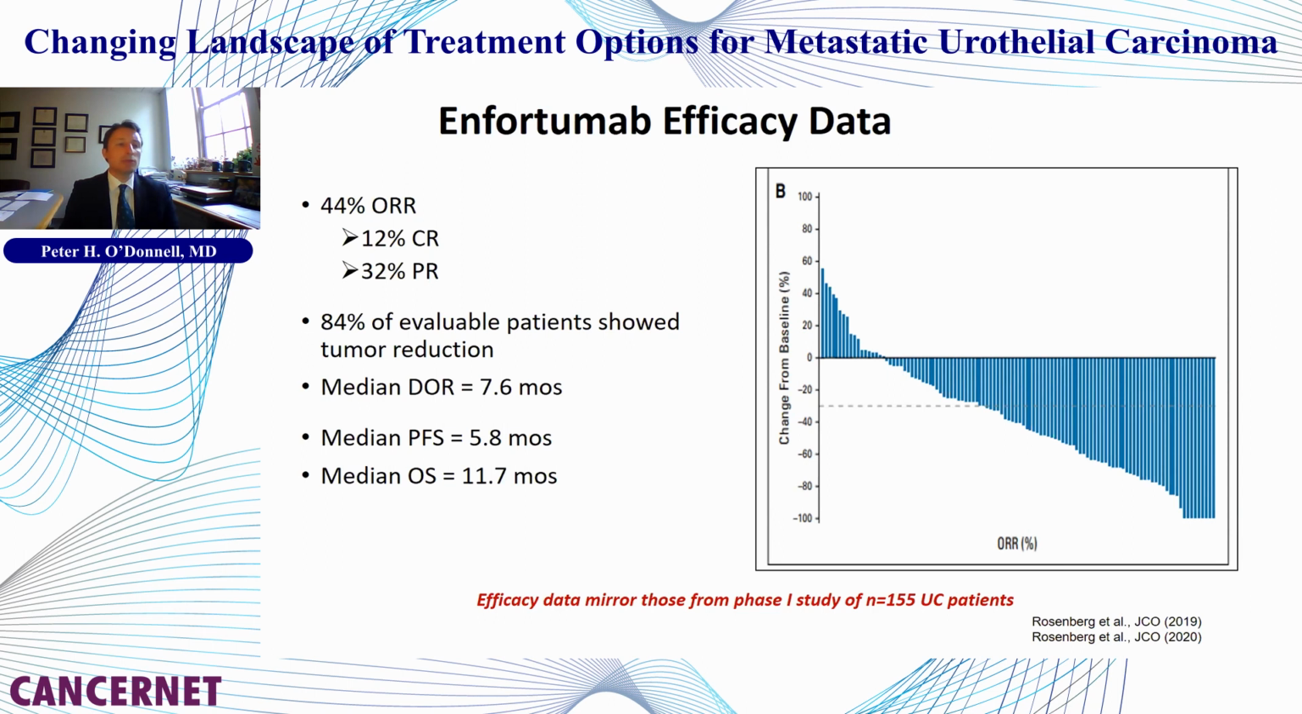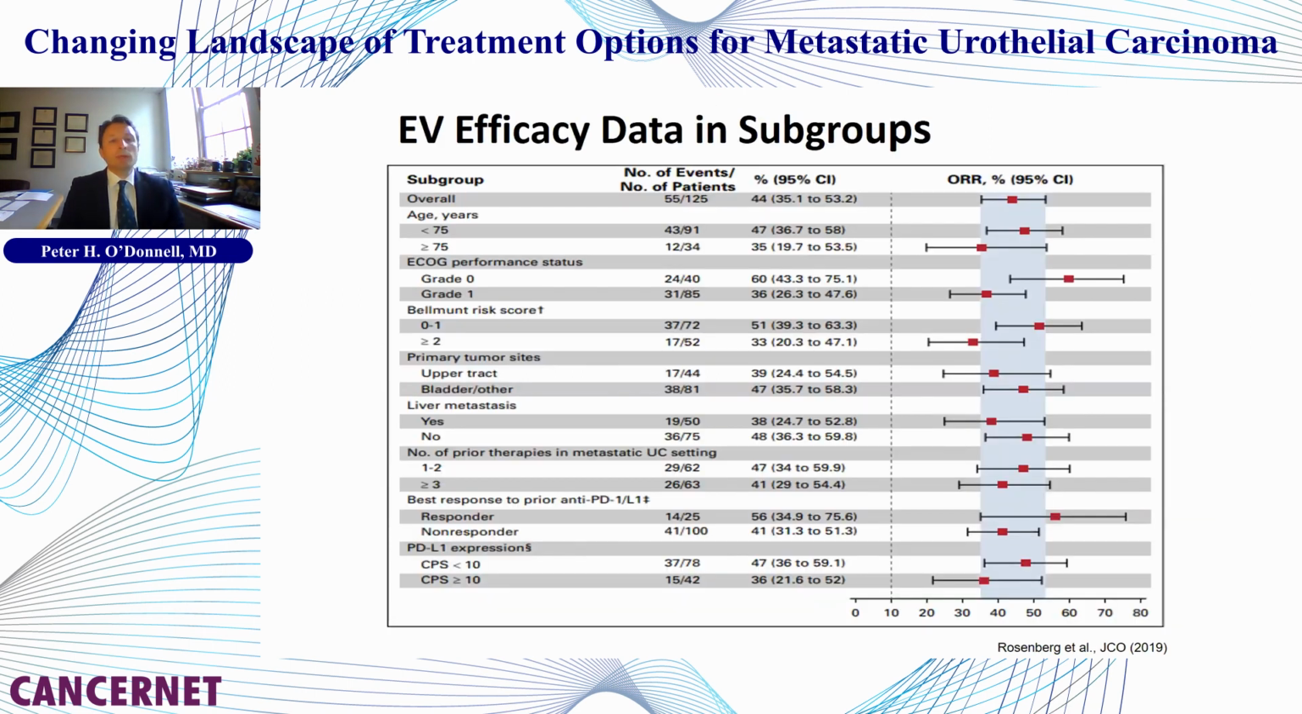And these data really do mirror well another data set that we have with enfortumab, which was just recently published, the phase 1 study of enfortumab in 155 refractory urothelial cancer patients that showed very identical efficacy rates. Now, we would start to wonder, is this treatment working for different subgroups of patients with urothelial cancer? And this slide shows that well, that all of the subgroups really responded very favorably to enfortumab. I'll highlight just a few of these.